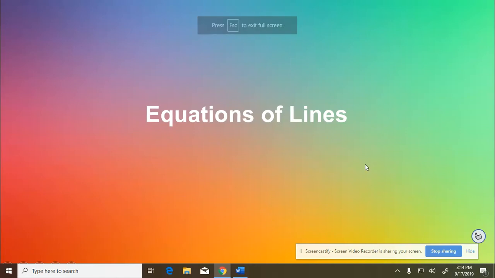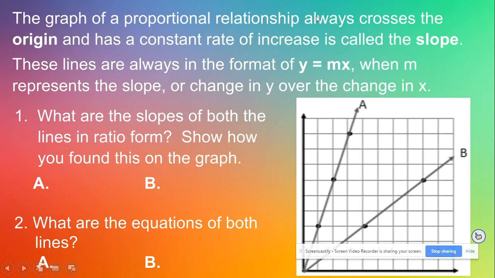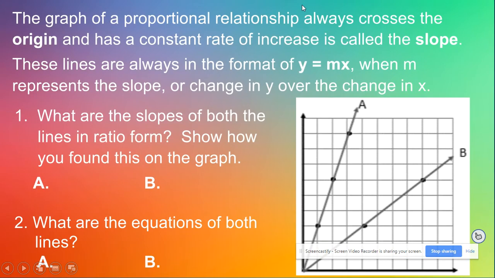Hey gang, so yesterday we talked about slope and started drawing some lines given the slope in the equation. So today we're going to do some more work with equations. The graph of a proportional relationship always crosses the origin and has a constant rate of increase, and that's called the slope. These lines are always in the format of y equals mx, where m represents the slope, or change in y over the change in x, like we talked about yesterday.